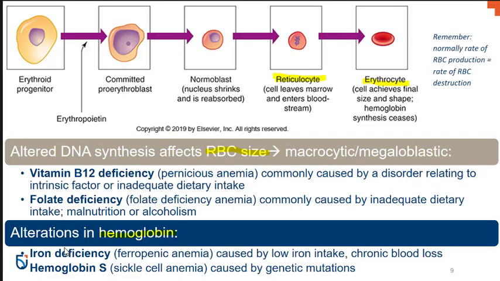Moving on now to alterations in hemoglobin, we'll look at iron deficiency anemia and sickle cell anemia. Iron deficiency anemia or ferropenic anemia is the most common type of anemia. And in fact, when people talk about being anemic, this is the anemia that they're likely talking about. So somebody with iron deficiency then, and they don't have enough iron in their diet, this can lead to iron deficiency anemia, also known as ferropenic anemia. And the cause of this is oftentimes due to low iron intake, which is why a lot of people will take iron supplements, but it can also be caused by chronic blood loss.